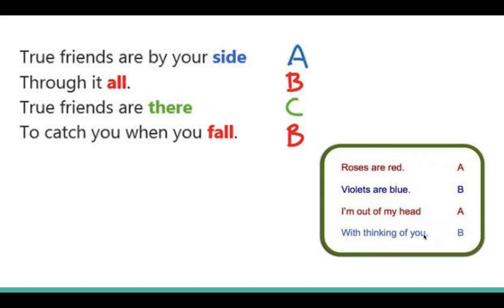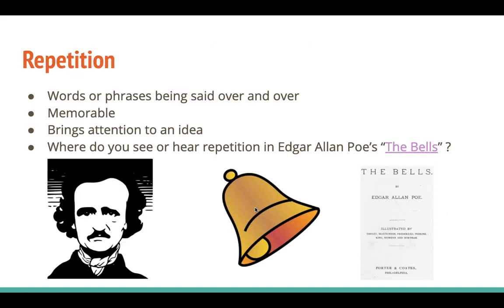Oh, how cute. So you and blue, they rhyme. So that rhyme scheme is A, B, A, B. But as you can see, this one could be A, B, C, B. It totally does not matter what the rhyme scheme is. They just have to go with each other and rhyme.